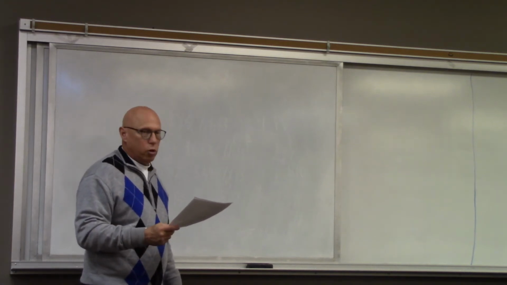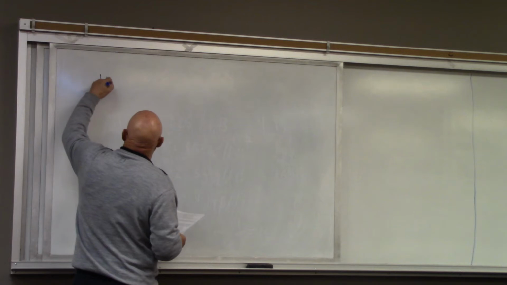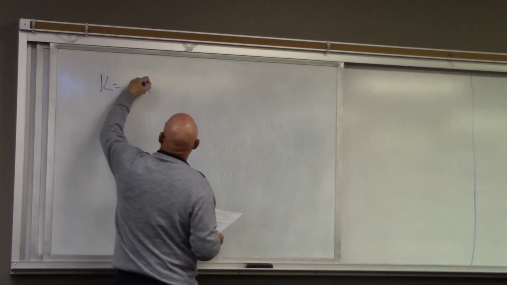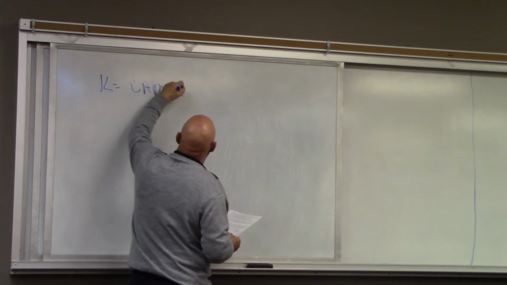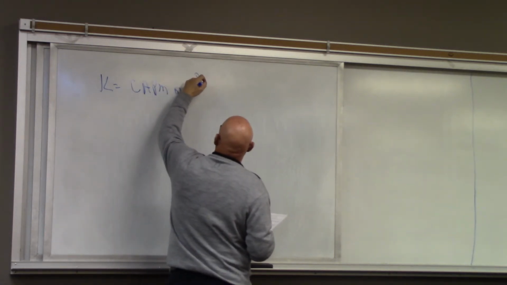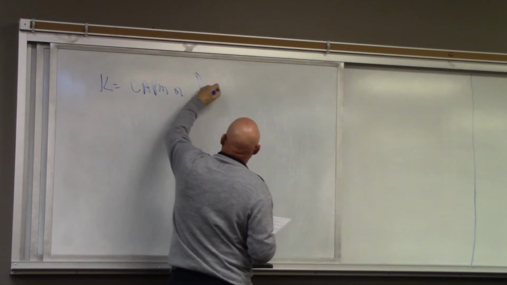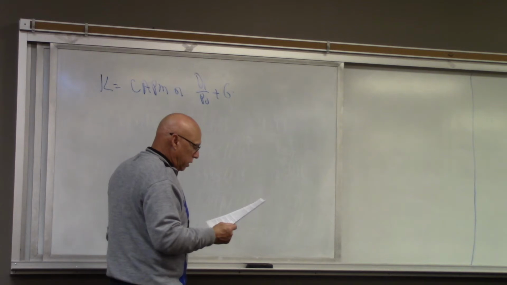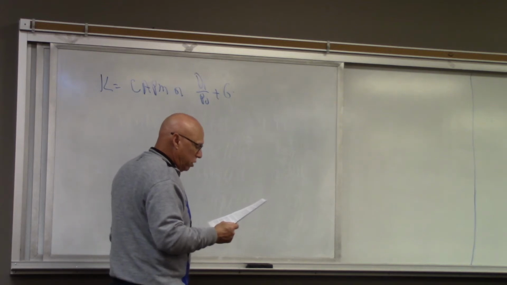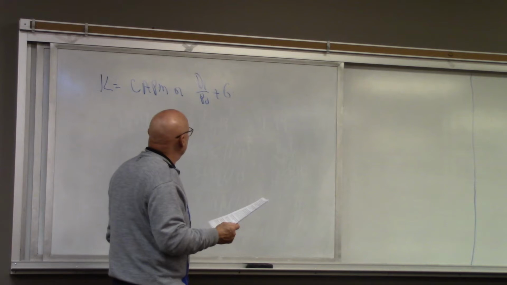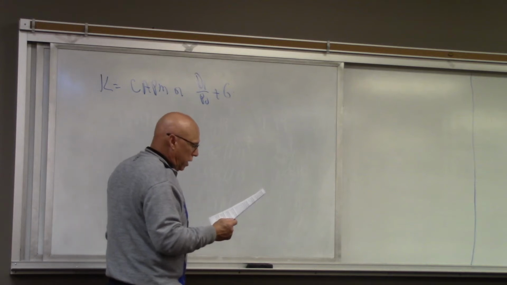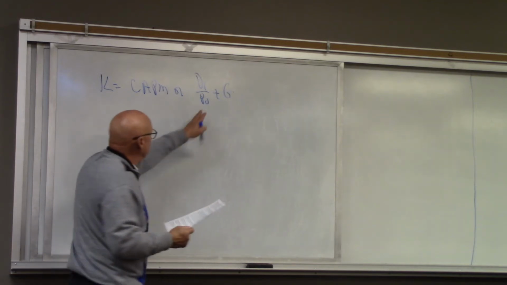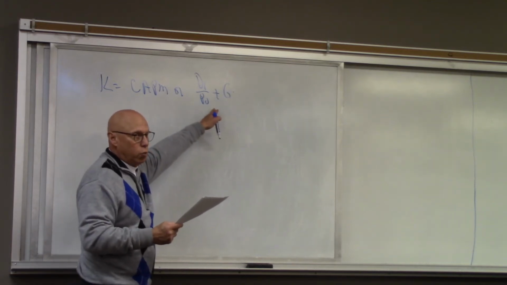K. So K is equal to the CAPM, or D1 over P0 plus g. And let's see what we have here. They expect to pay a dividend of $1.25, that's D1. Their growing dividend is 10% per year. That's the growth rate, and the stock is selling.